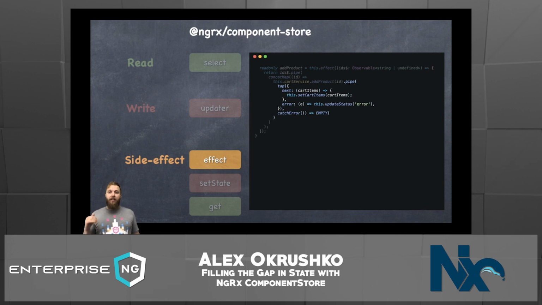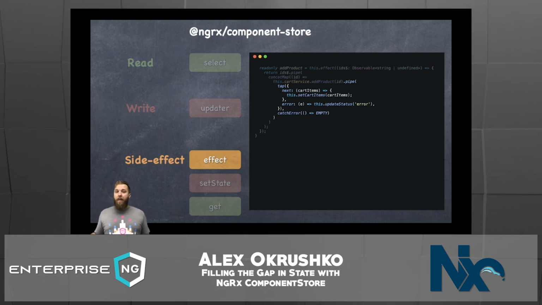If there's an error, I'll change some status. This could also be an updater, so update status. And finally, I'll catch the error and map it to the empty observable, so that I don't collapse my observable chain.